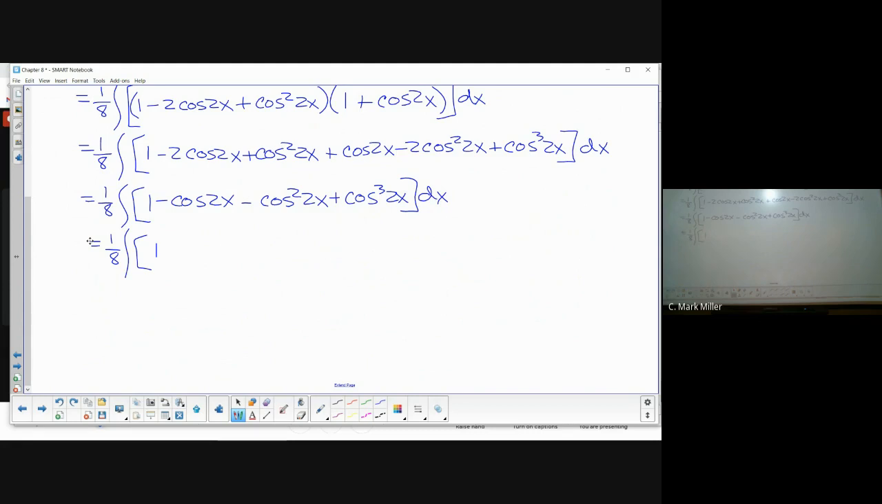Cosine 2x is actually ready to go, except I'm going to do one little thing here. I'm going to go, let's see here, minus 1/2 times 2 cosine 2x. You see, I put this 1/2 and 2 in there because I'm going to need the derivative of the 2x on the outside.